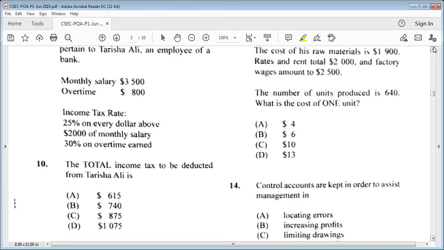Now it says 30% on overtime earned. So 30% of $800, we got $240. So we would have to deduct $240 from $800. So we're left with $560. Then $260 take away $875, we're left with $615. There's another way that you could work that out. $615 would be our answer.